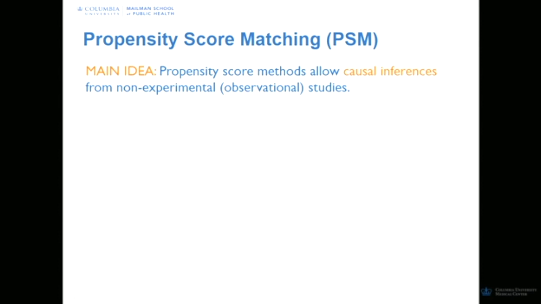So what's the main idea of propensity score matching? Propensity score methods allow for causal inferences from non-experimental studies. Research studies pretty much fall into two categories: experimental, interventional, and non-experimental. Some statisticians don't like to call them observational because all studies collect observations. All of them are observational. So interventional versus non-interventional, meaning does the investigator have control over the intervention, over the independent variables, yes or no?